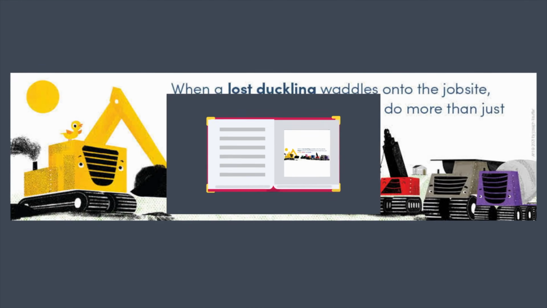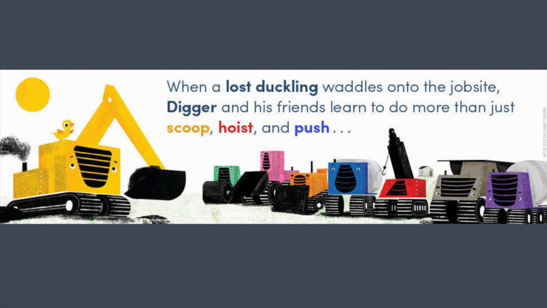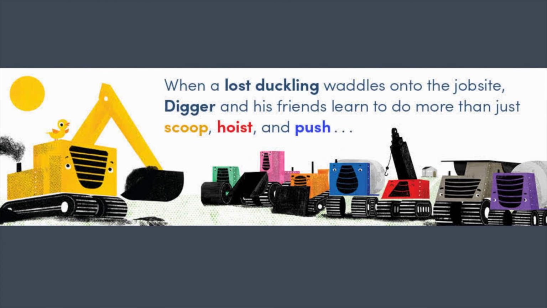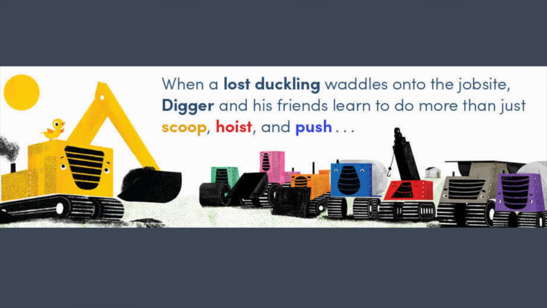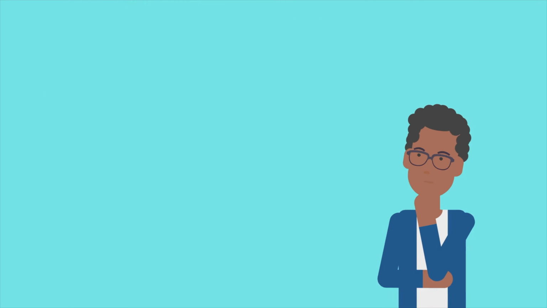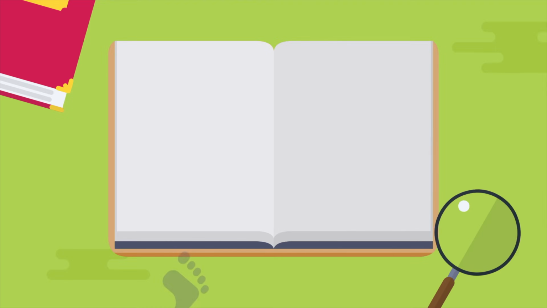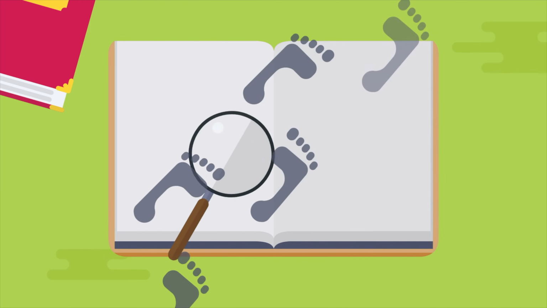For example, when I look at the inside cover of this book, I read this. Digger and the other big trucks love to build. But when a lost duck waddles on the job site, Digger and his friends learn to do more than just scoop and hoist and push. They learn to become family. So let me make this prediction. The duckling is looking for her family, and the trucks will have to learn to take care of her. Again, I'm looking for the clues in the pictures and words.